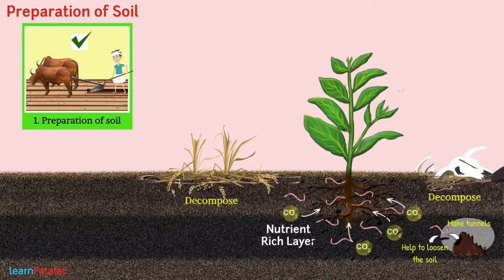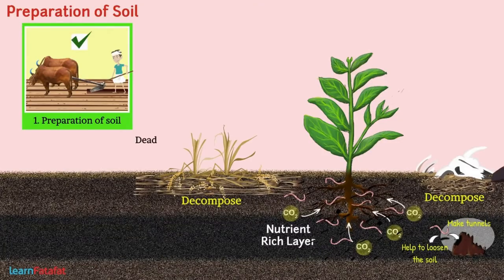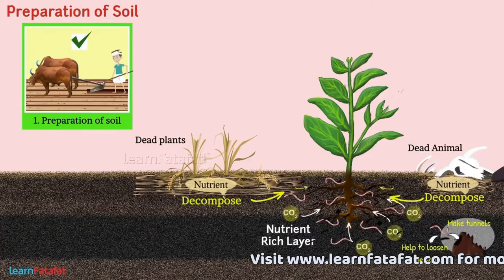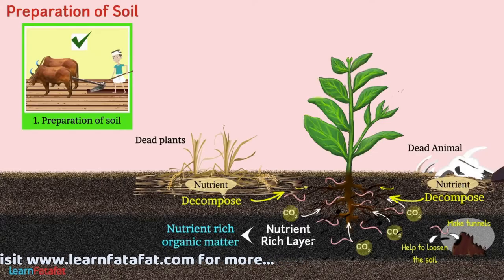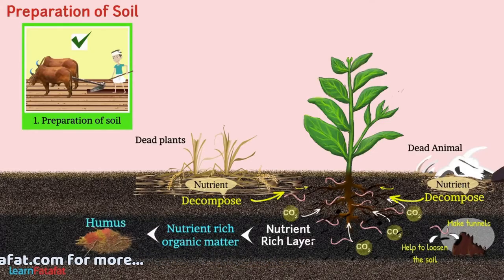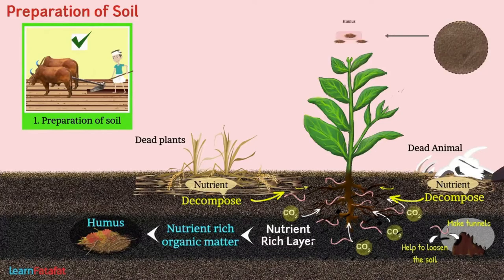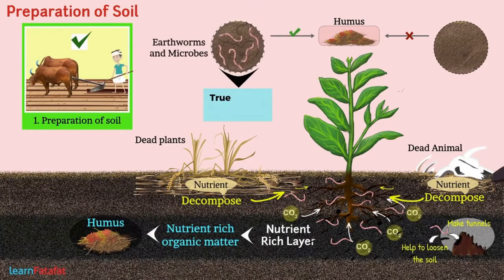These organisms decompose the organic matter such as dead plants and animals into nutrients that plants can absorb and use. The nutrient-rich organic matter present in the soil is called humus. It gives black color to the soil. Without these organisms, humus could not be produced. And so, they are the true friends of the farmer.